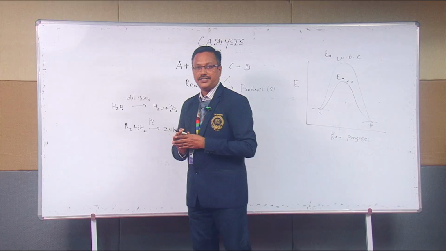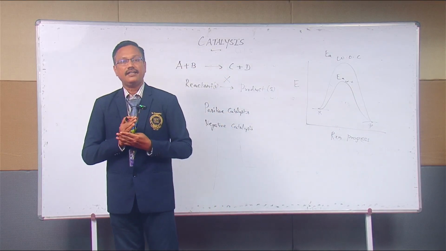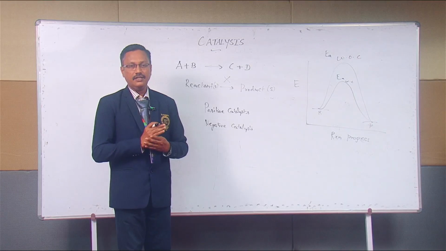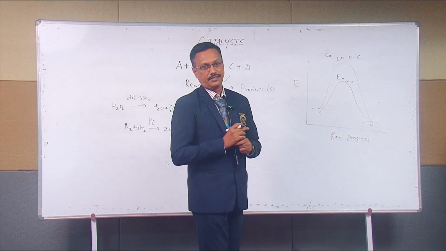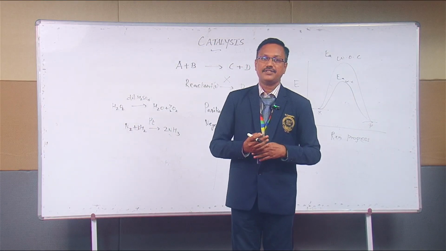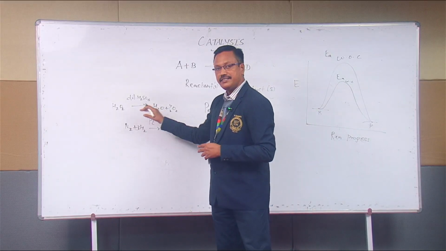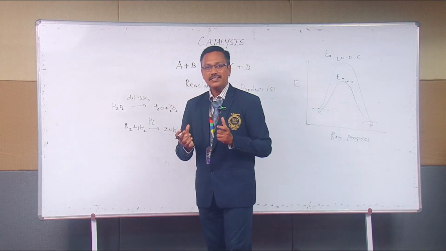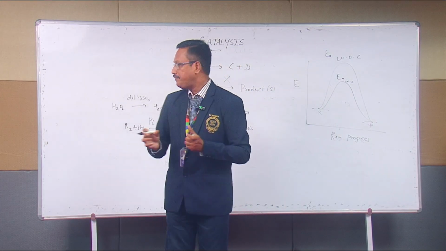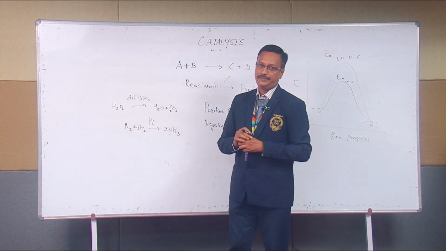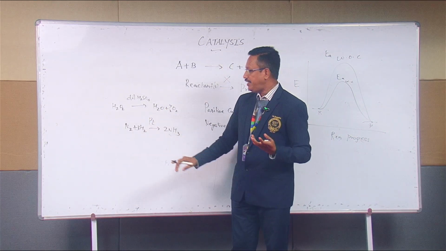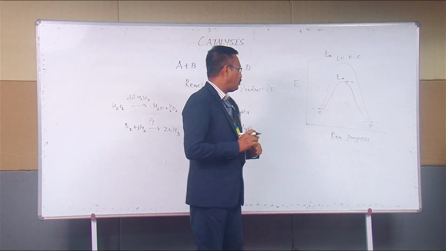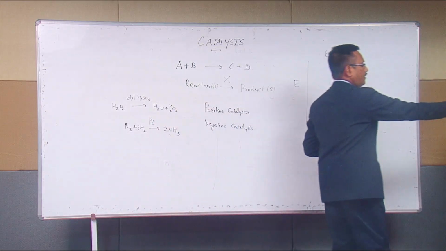This is the basic introduction. So, what is a catalyst? A catalyst is the substance used to alter the rate of the reaction. The process is known as catalysis. If it increases the rate of the reaction, it is a positive catalyst. If it decreases the rate of the reaction, it is a negative catalyst. Fine. Then, based on the physical nature of the reactant and product, the catalysis can be classified into two major categories. What are they?